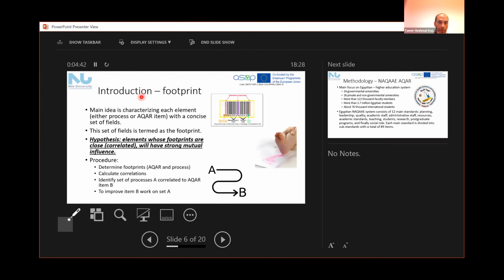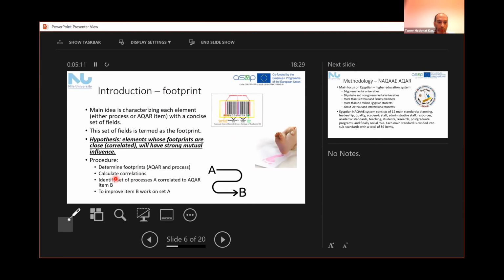So here comes the role of the footprint. The footprint is a system to characterize each element, either a process or an academic quality requirement, with a concise set of fields. In fact, the main hypothesis is that if we have 2 elements having close footprints, then they should be well correlated together and we can control them together.